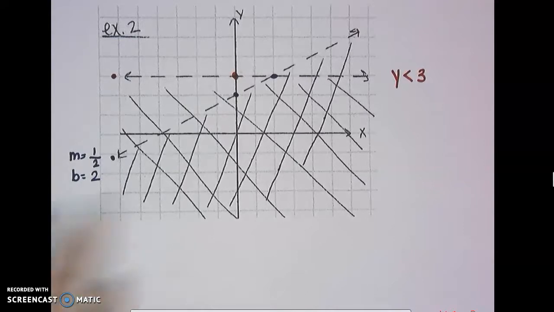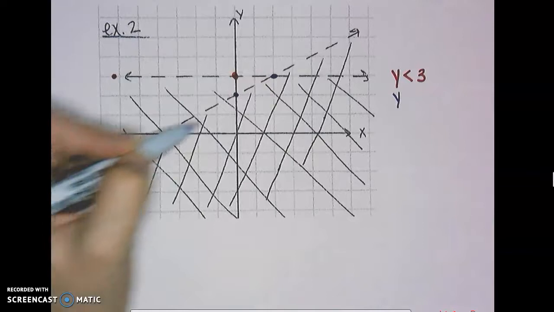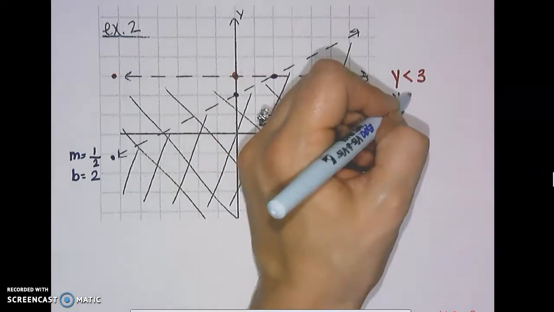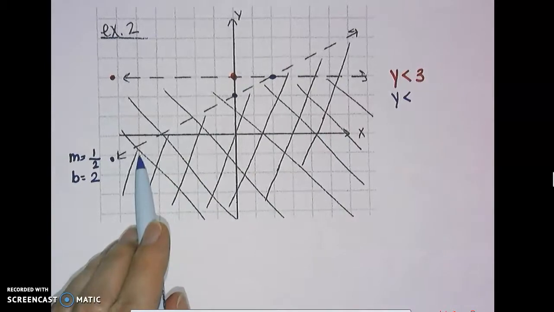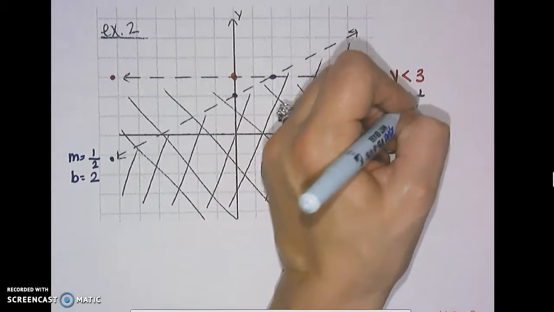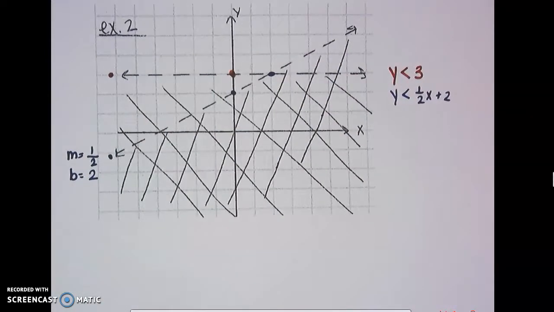Now, you could also build the entire inequality as you're going. So we have y. Since the shading is happening down below here, that means that we're going to have less than. Do we need the equal to piece for this? So it's a dashed line, so no. And then we can put our 1/2 x plus 2. So you can build the whole inequality as you go if you want, or you can build it and then go back to write the inequality later on.